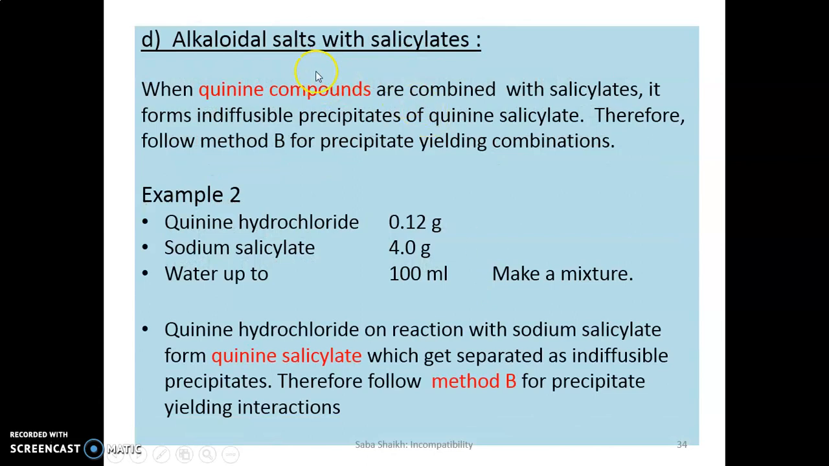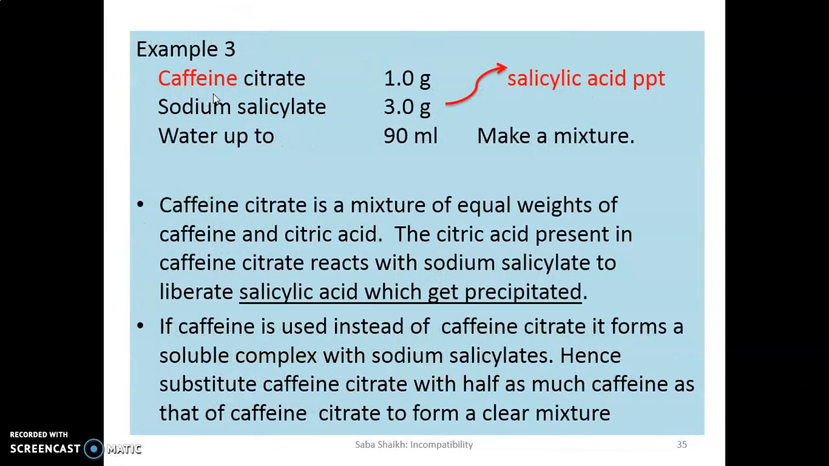Next is D, alkaloid salt with salicylate. When quinine compounds are combined with salicylates. Now quinine is again an alkaloidal salt. So quinine compound when mixed with the salicylate will form an indiffusible precipitate. Now in A, B, C methods we have seen diffusible precipitate. Here the alkaloid will react with the salicylates and form an indiffusible precipitate of quinine salicylate.